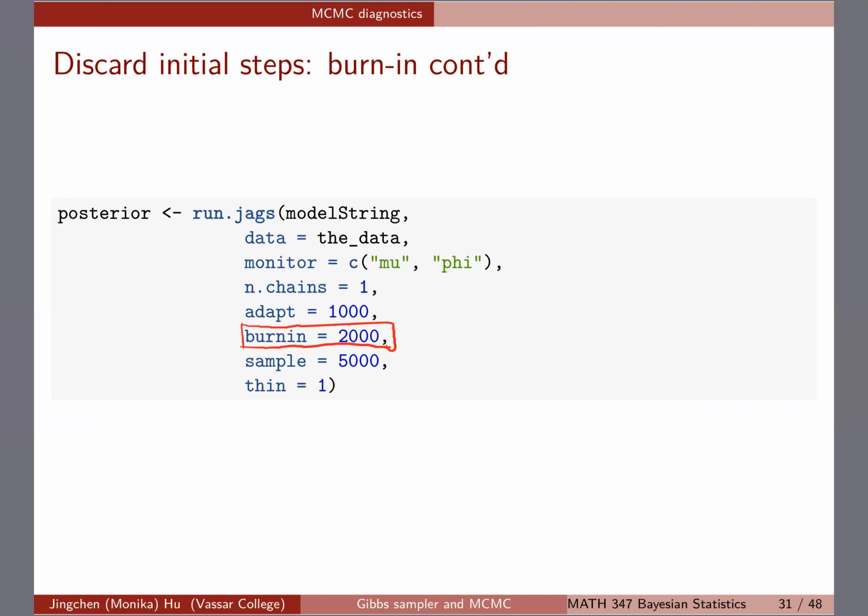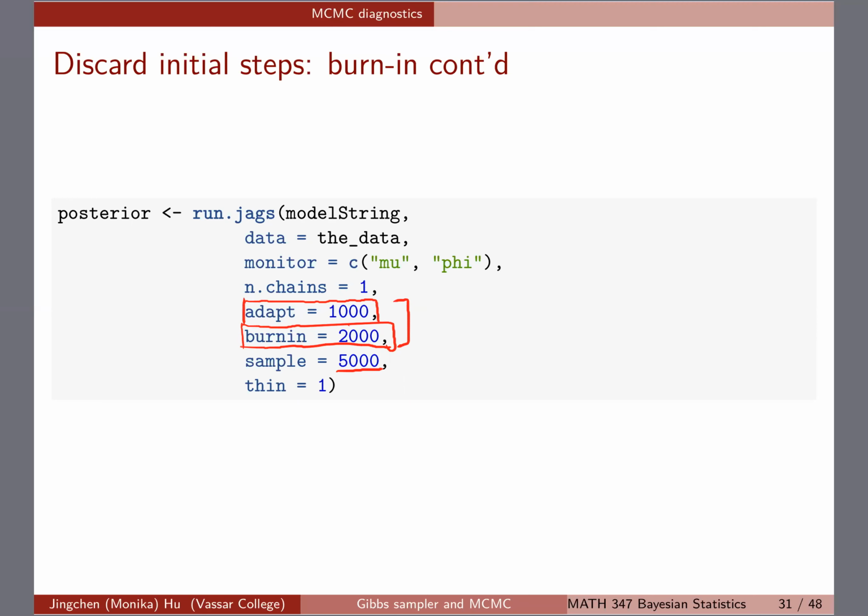So again, for JAX, there's also this adapt choice. I still don't know much about exactly what the adaptation is doing in terms of what JAX is trying to do. But typically, I just think of adapt and burn-in both as the draws that we're going to discard. So you can use like 1,000 and 2,000 in this case, and then in the end, we are running 5,000 iterations towards the end, and we save those.